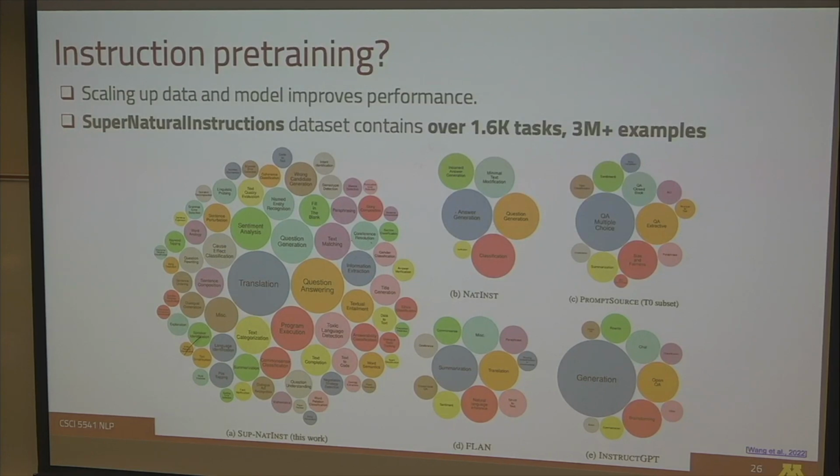And people now have been trying to scale up this instruction fine-tuning and consider a really large number of tasks. So this Super-NaturalInstructions data set contains over 1,600 tasks with more than 3 million examples. So at this point, you should really call this instruction pre-training rather than fine-tuning, just because of the sheer scale of the data set.